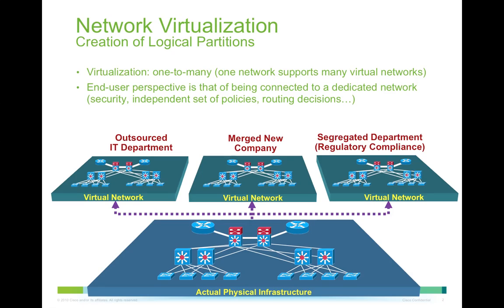This can be a one-to-many, where we have the one physical infrastructure and many virtual networks, and the perspective of the end user is that they're being connected to a dedicated network of their own with an independent set of policies, routing decisions, QoS, sometimes security, so that they have logical separation from each other department and the physical infrastructure.